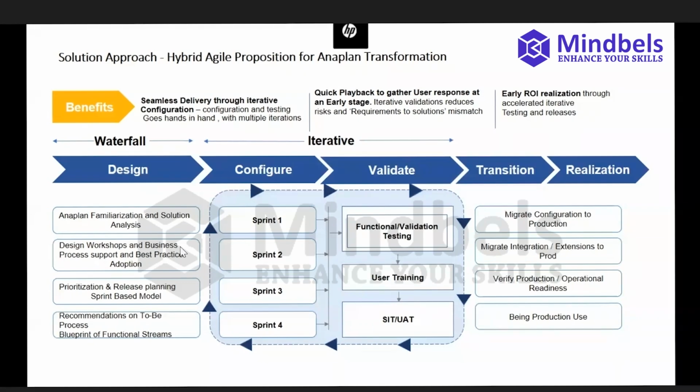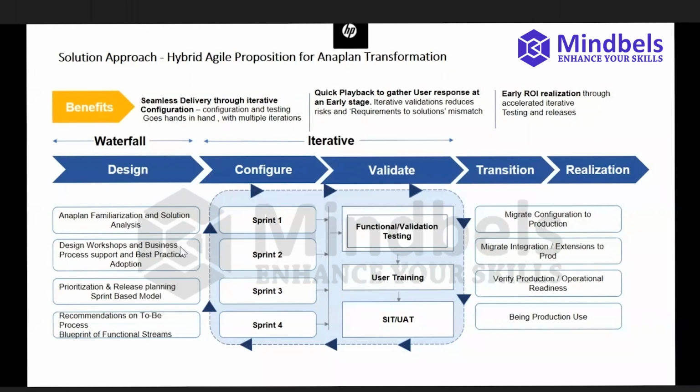Under this waterfall methodology, what's happening? They will release all sprints in one go, and the testing will take place at one time. The drawback of this waterfall is, in case there is any bug in sprint one, the user has to wait until after completion of all these 10 sprints. Correct? So this is the major drawback of waterfall methodology.